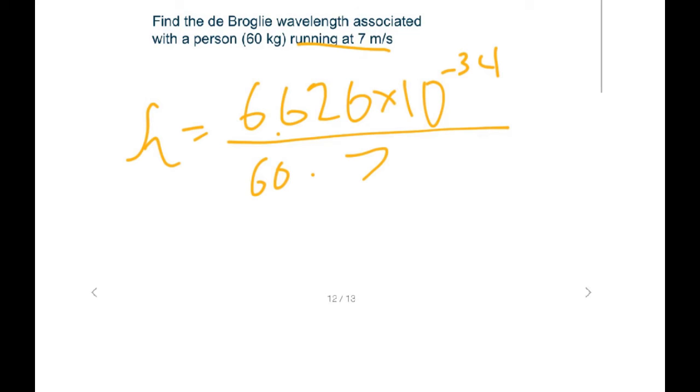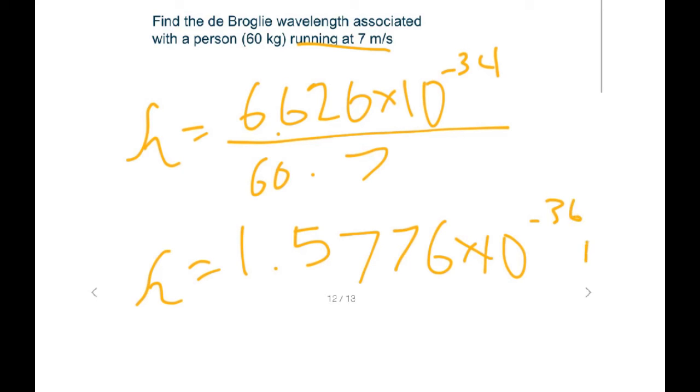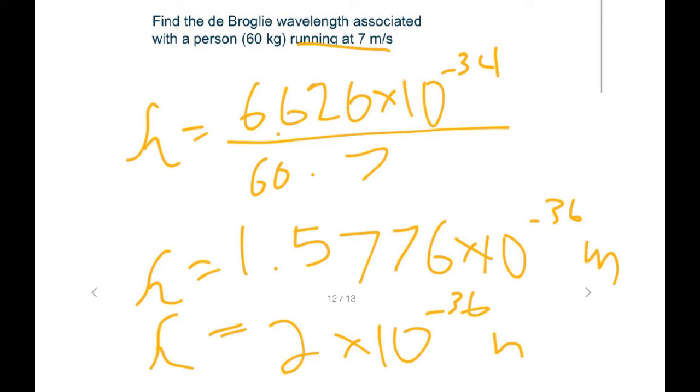And we get that the de Broglie wavelength is going to be 1.5776 times 10 to the negative 36 meters. And if you really want to use sig figs, then we have to round this up, and we have to say that it's equal to 2 times 10 to the negative 36 meters. And that is the de Broglie wavelength for a person who is 60 kilograms running at 7 meters per second.